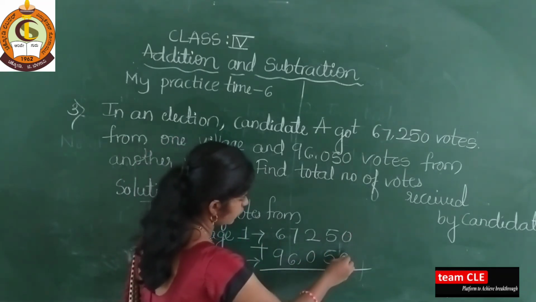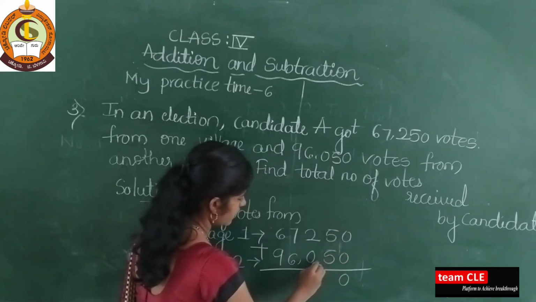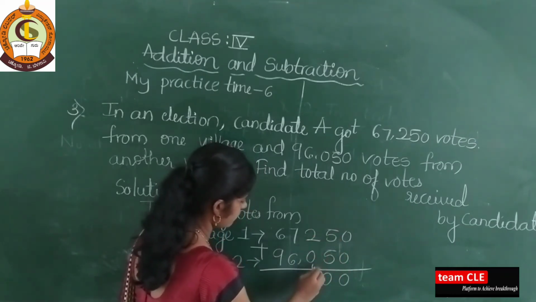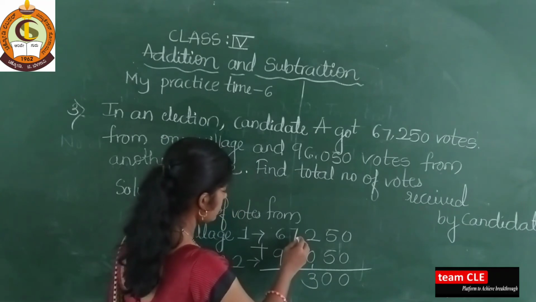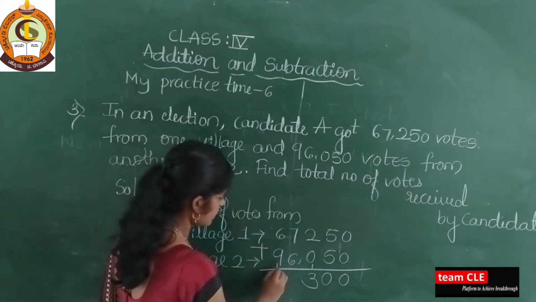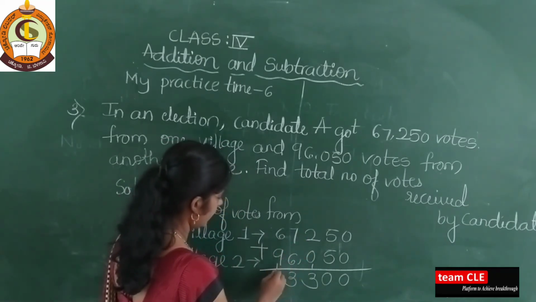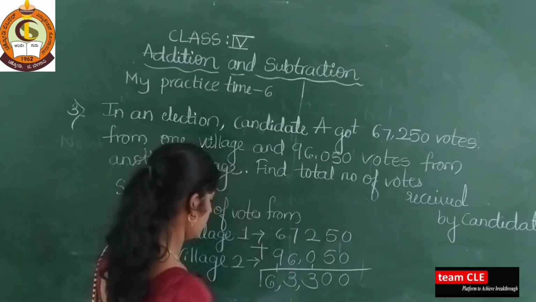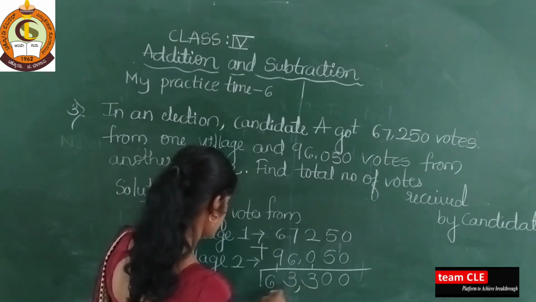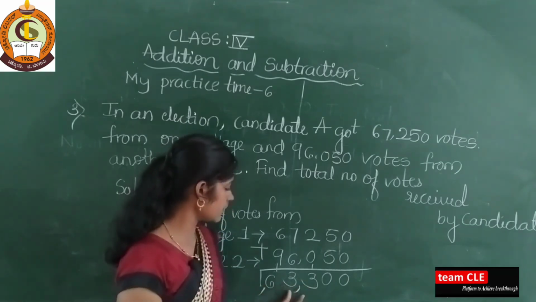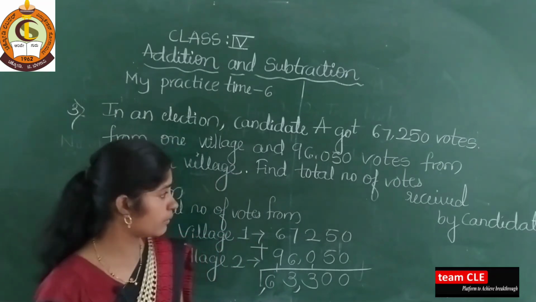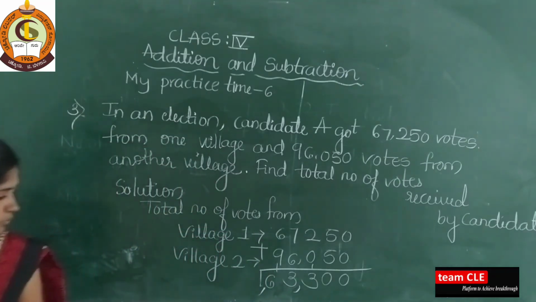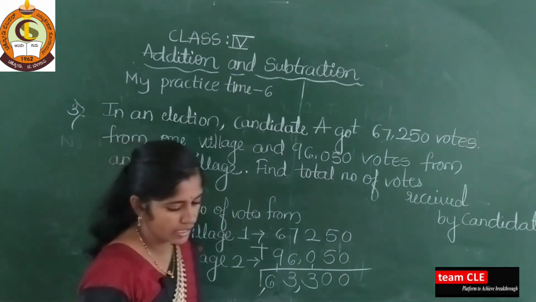So add here, 0 plus 0 is 0, 5 plus 5 is 10, 2 plus 1 is 3. Next 7 plus 6 is 13. Next 9, 10 plus 6 is 16. So the total number of votes he got is 1,63,300. Okay. See here, these are 3 examples I have solved.